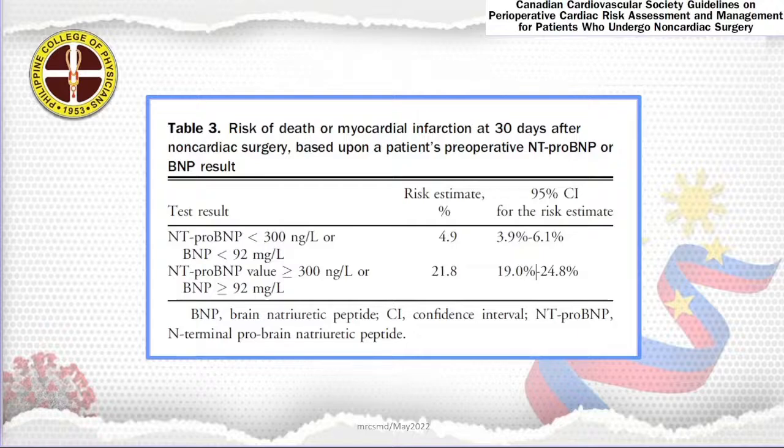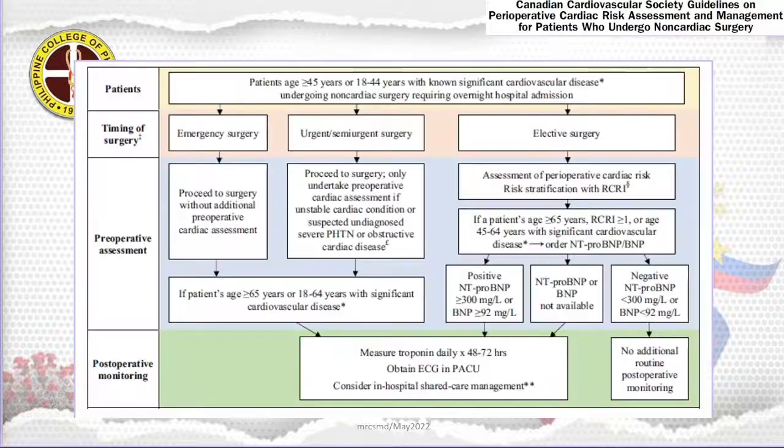Pre-op NT-proBNP measurement was also determined to be a much stronger independent risk predictor compared to the 2D echo. The results of the natriuretic peptides will also guide the physician on the type of post-op monitoring that must be done for the patient.